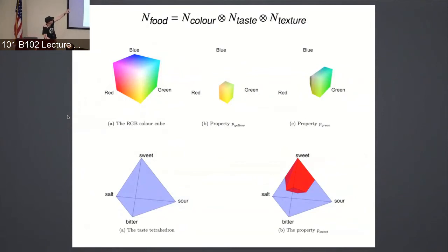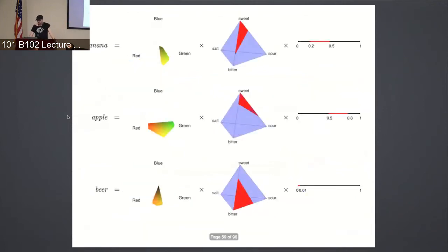So green is a subset of that thing. Yellow is a subset of that thing. Then you've got where taste is a subset of these convex things. And then you can give meaning to a banana and an apple and a beer. And then you want to start reasoning compositionally with these things. However, to make this interesting, you need a bit more extra structure in your structure of natural language.